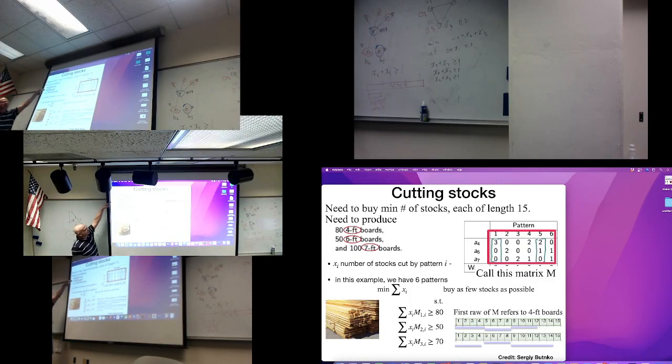So I want to go and buy pieces of stock, and what I got is an order to generate 80 pieces of 4-foot length shelves. Need to generate 80 shelves, 80 boards, each one of length 4. I also have one order of 50 pieces, each of length 6, and 100 pieces, each of length 7.